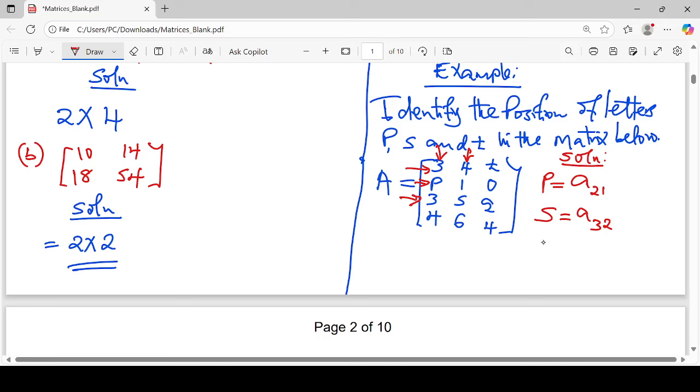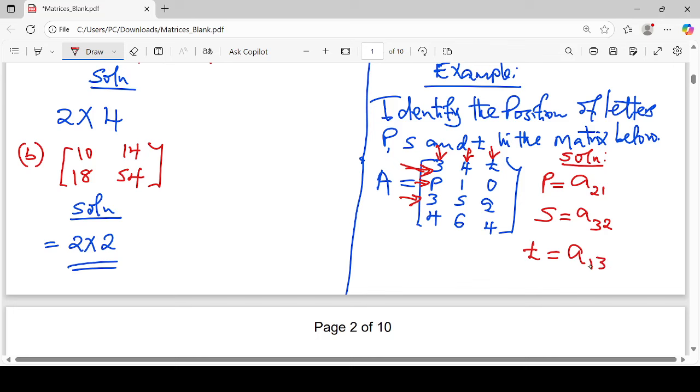Similarly, I want to get now the position of element T. Element T is found in matrix A, that will be now small letter A. Then what is the position for the row number of T? Element T is in row number 1, so that will be 1. Then what is the column position? It is in column number 3. So that is how you identify the position of elements in a matrix.